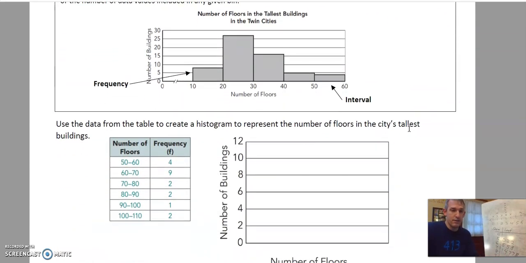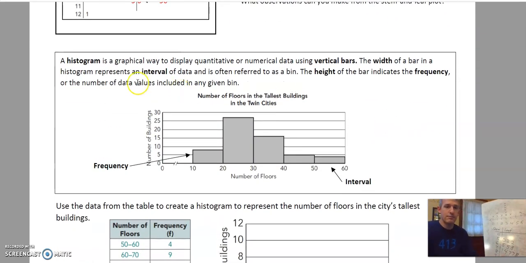Finally, we have a histogram. Now, histograms are a little bit different than bar graphs. You've probably seen bar graphs before. With a bar graph, it's kind of like a line plot, a scatter plot, like we did here at the beginning. A histogram is different because it's how many fit between this number and this number. So the interval is between 10 and 20, 20 and 30, 30 and 40, 40 and 50, and 50 and 60, and so on. Frequency is how many are in that interval.